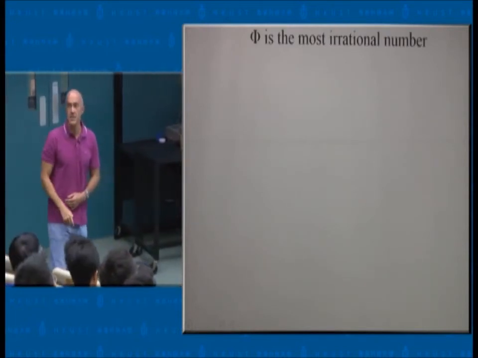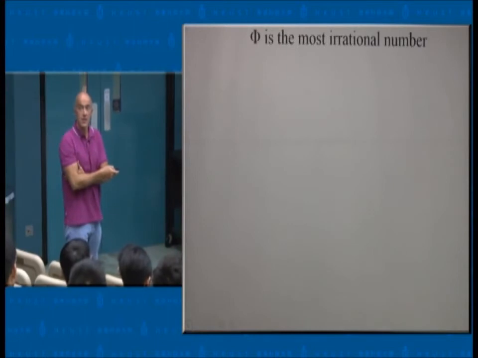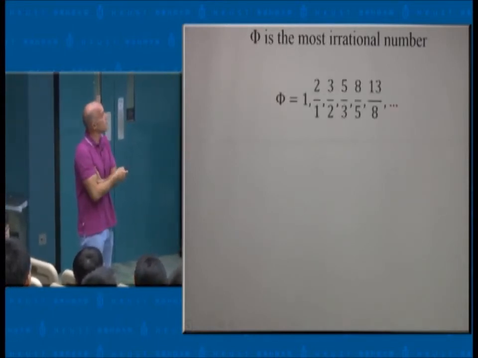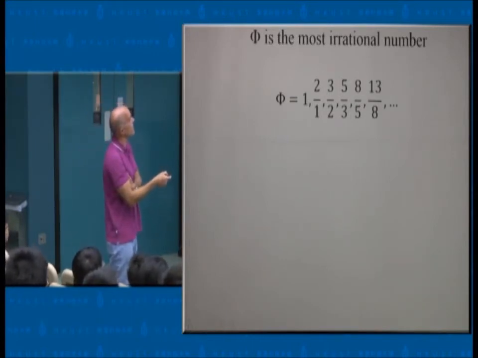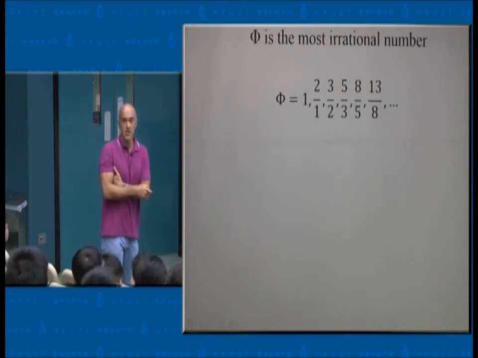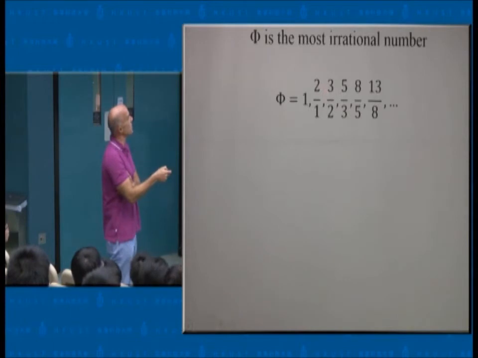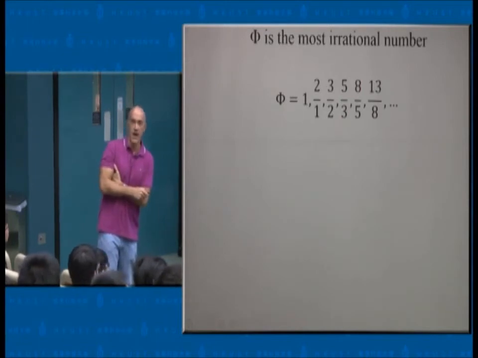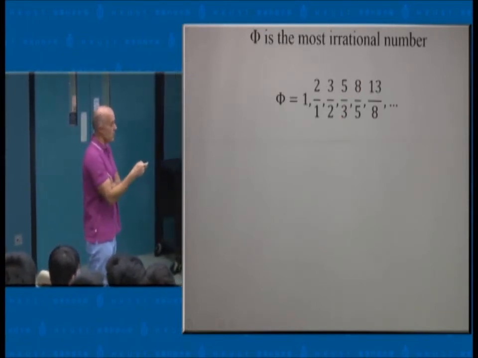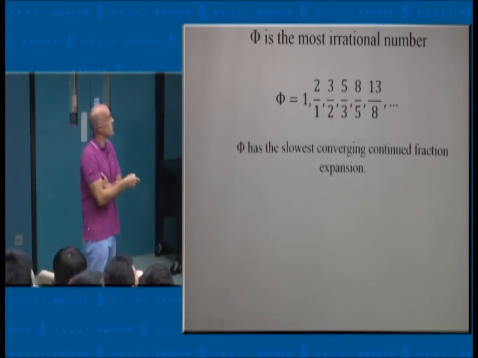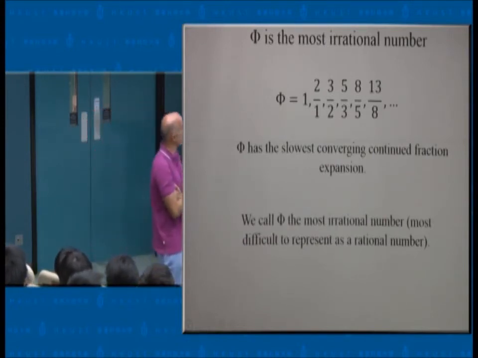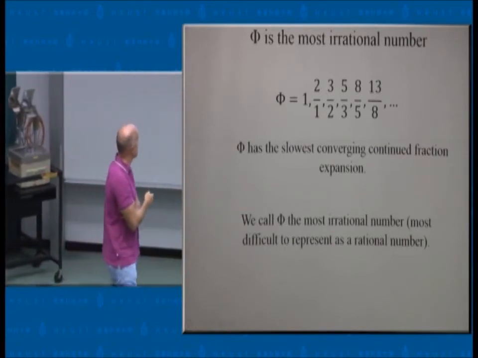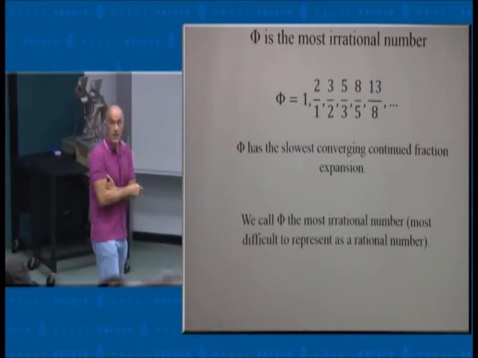So we say that phi is the most irrational number. Here are the partial fraction expansions: 1, 2, 3, 5, 8, 13. That's the Fibonacci sequence, if you don't remember. So this is the ratio of the neighboring Fibonacci numbers. We said that this converges to phi, and it converges very slowly. It has the slowest converging continued fraction expansion. So that's why we call phi the most irrational number. It's the most difficult number to represent as a rational number.